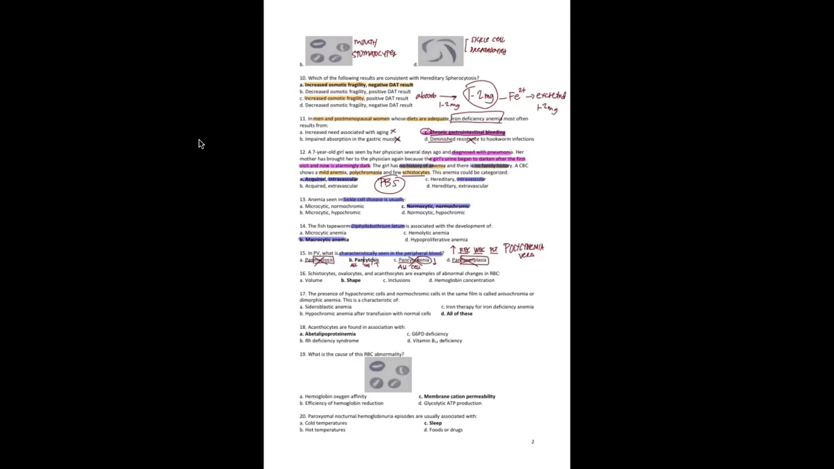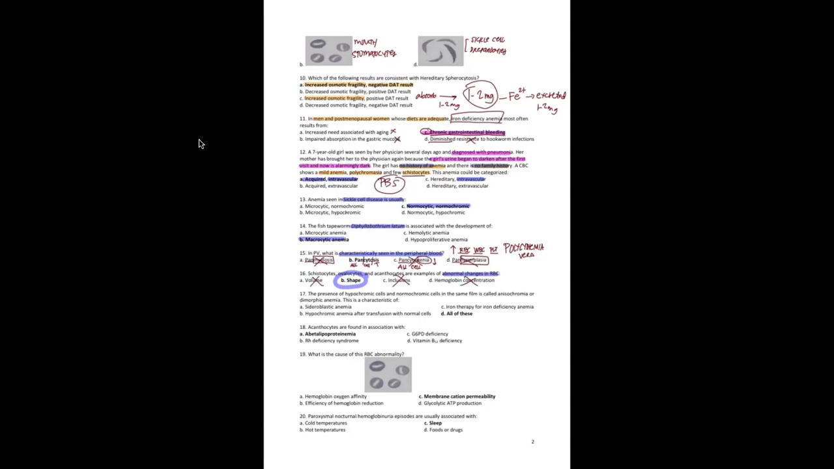In number 16, it says schistocyte, ovalocyte, and acanthocytes are examples of abnormal changes in your RBC. What are they? Volume? No. Shape? Yes, it is your shape. Inclusion? No. Hemoglobin content? No. Okay, number 17.